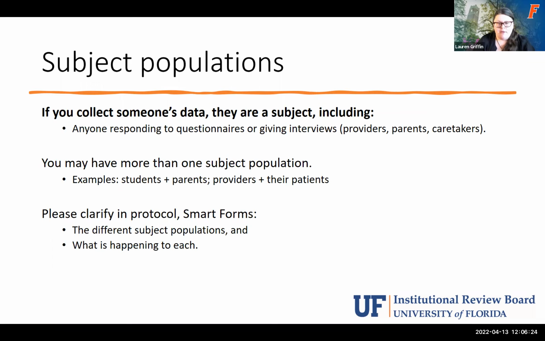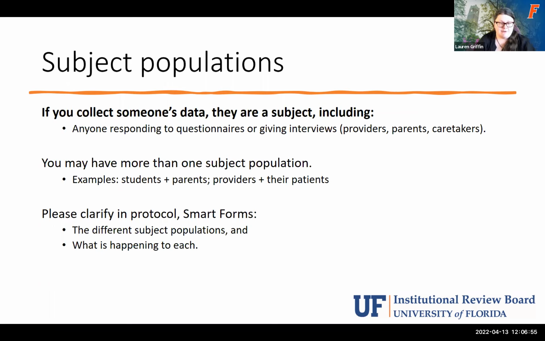For example, if you're doing an educational study, you might be looking at students on the one hand, and you might be surveying the parents of these students on, say, how they found a program's implementation in their classroom. In that case, you would have students as your subjects, and you'd also have your parents. In a related sense, if you're doing a medical intervention and you want to ask medical providers what they think about this particular intervention, and you're also getting data from patients, you're going to have two subject populations.